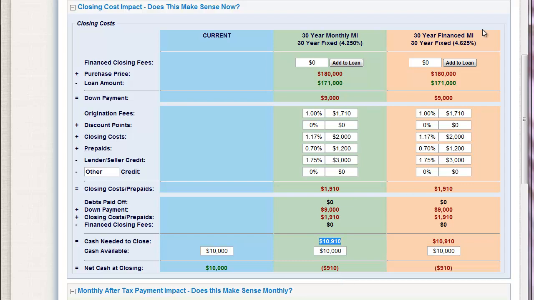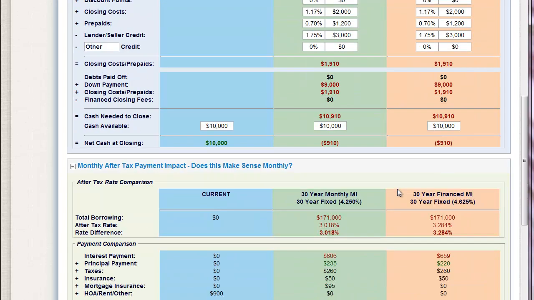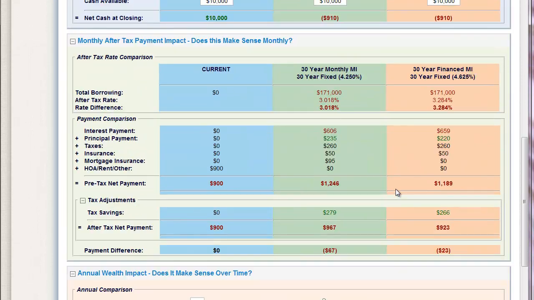And whether they get the 30-year monthly or the 30-year financed MI, the closing cost impact is going to be the same in this situation. The difference is going to be the monthly payment, right? Because they're currently spending $900 a month. This new payment will be $1,246, which is within their target of $1,250. And this one will be $1,189. But we do have some nice tax benefits they don't get from renting, and those tax benefits are right here. So on an after-tax payment basis, they're really only going to be spending $67 more a month in this scenario and $23 more a month in this scenario.